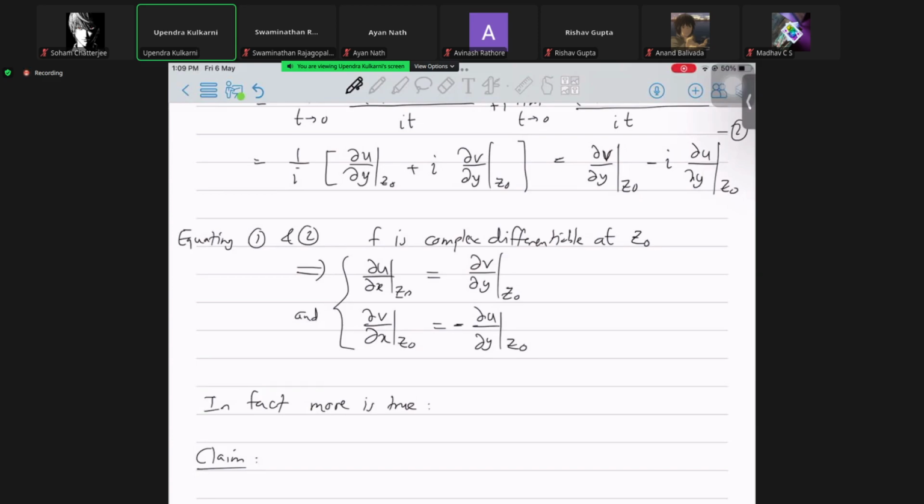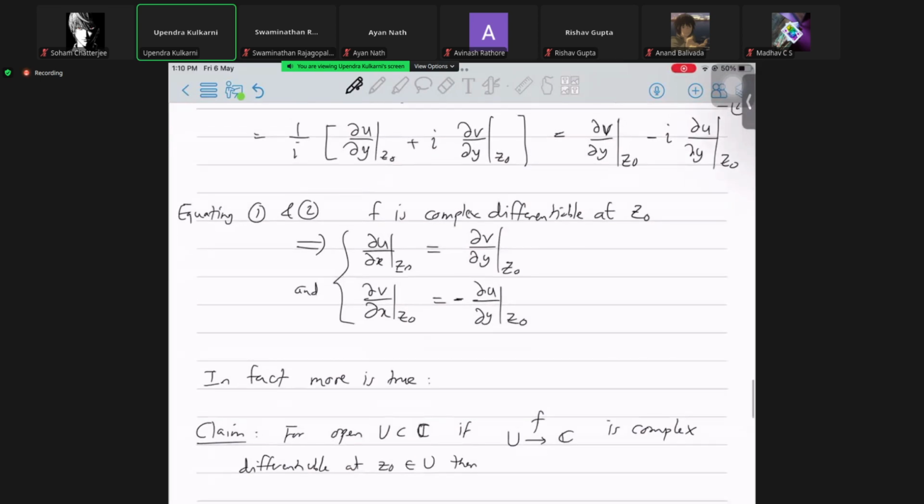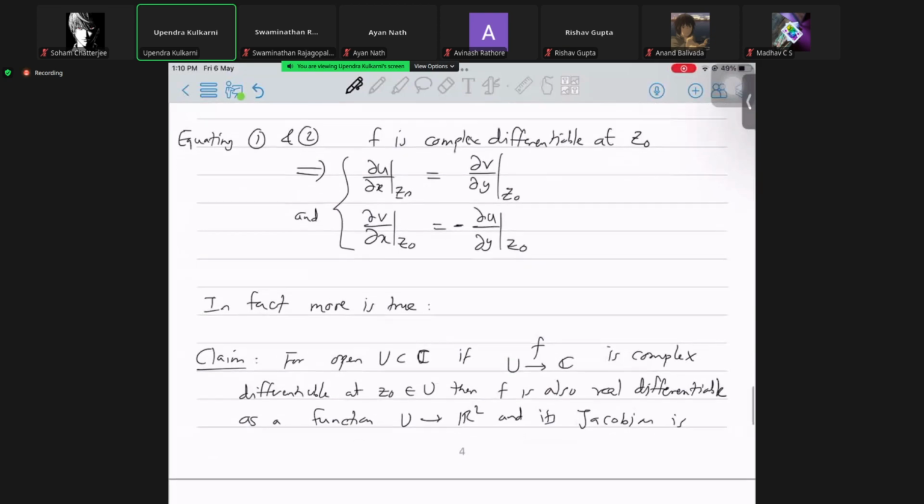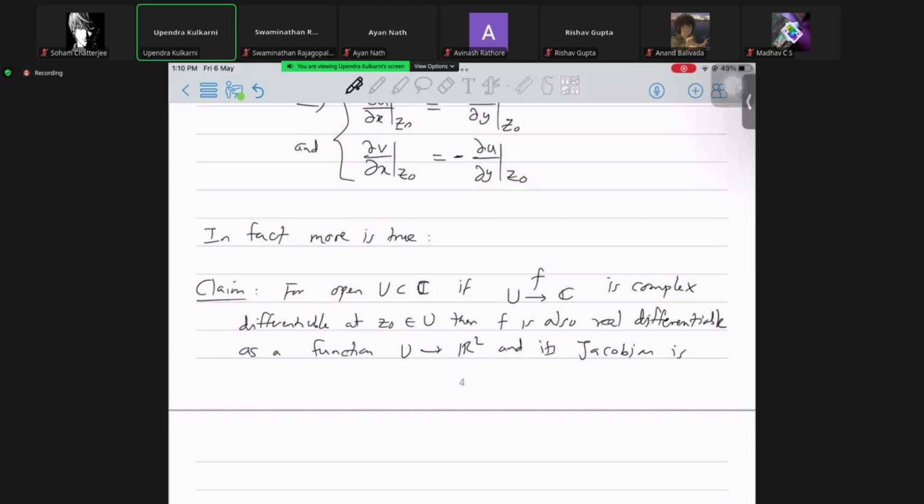Under the above conditions, for open U in C, if f from U to C is complex differentiable at z naught in U, then f is also real differentiable as a function from U to U, and its Jacobian is, and we will get exactly what.